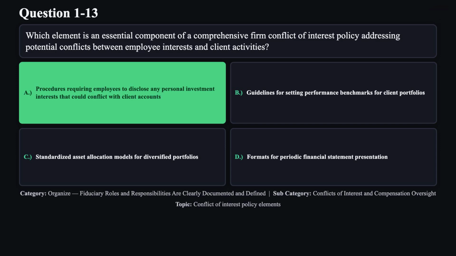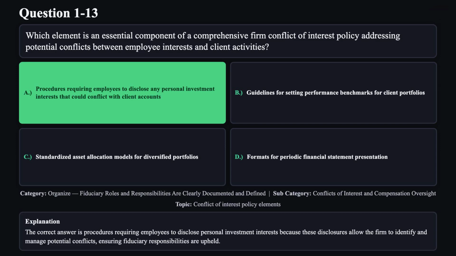The correct answer is A. The correct answer is procedures requiring employees to disclose personal investment interests because these disclosures allow the firm to identify and manage potential conflicts, ensuring fiduciary responsibilities are upheld.